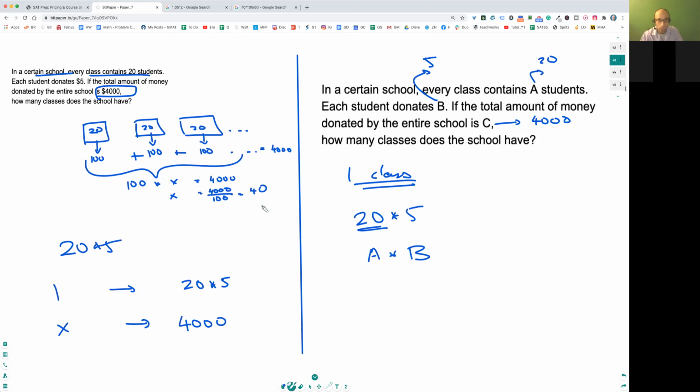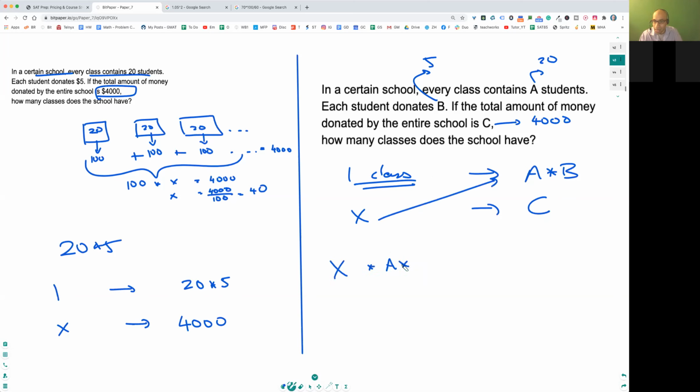Over here, what you're going to do is one class donates 20 times 5, but instead of that, I'm just going to put A times B here. Okay, I'm just going to put A times B because that's the same as 20 times 5, right? Now, don't be worried about these alphabets. They're just boxes for numbers, right? And now you're asked X classes is 4,000, right? But instead of 4,000, you got a C here, right? So what you're going to do now is the same cross multiplication. X times A times B, right? Like this, X times A times B, right? Over here, you did X times 20 times 5, right? Now this is equal to this cross multiplication, C times 1.